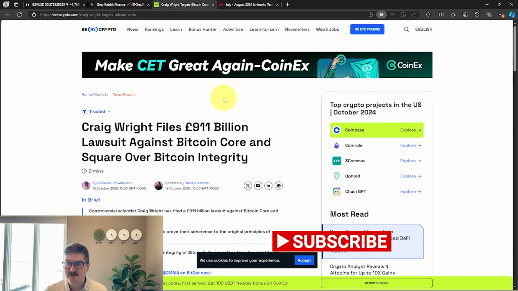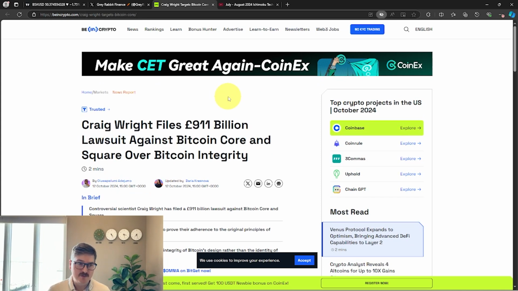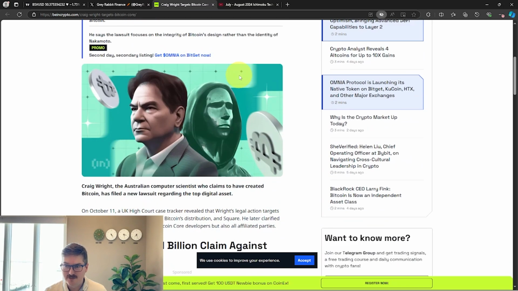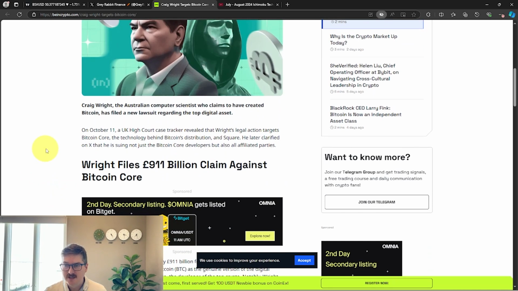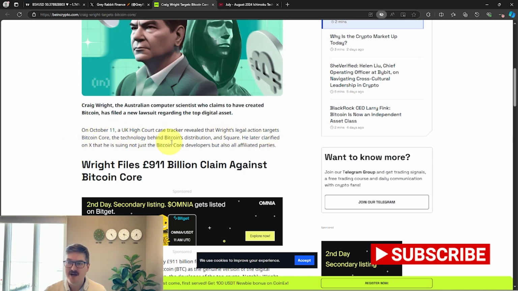Let's take a look at some fundamental news now. Craig Wright files a 911 billion pound lawsuit against Bitcoin Core and Square over Bitcoin integrity. So here's a new lawsuit. Craig Wright, Australian computer scientist who claims to have created Bitcoin, has filed a new lawsuit regarding the top digital asset. On October 11th, a UK High Court case tracker revealed that Wright's legal action targets Bitcoin Core, the technology behind Bitcoin's distribution, and Square. He later clarified on X that he is suing not just the Bitcoin Core developers, but also all affiliated parties.